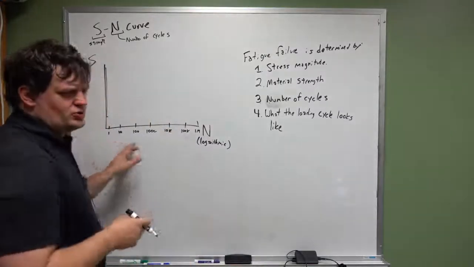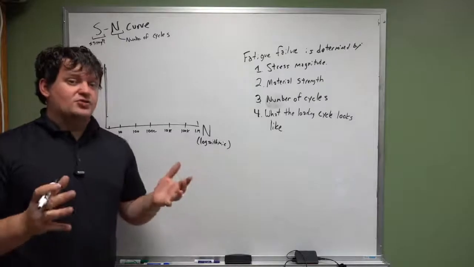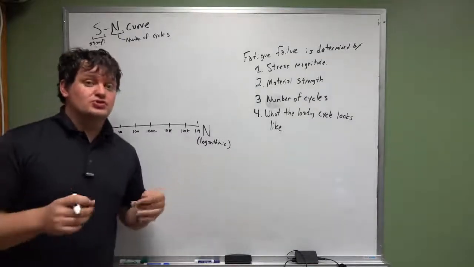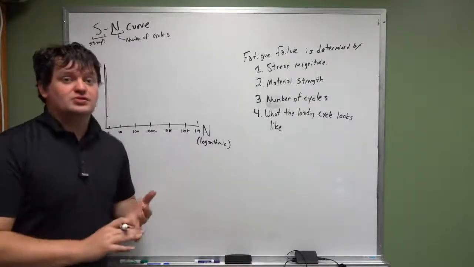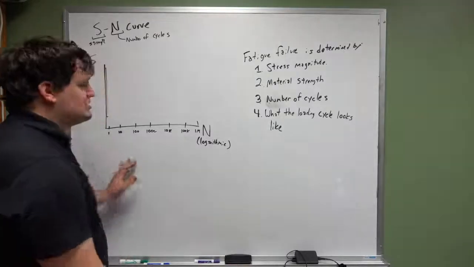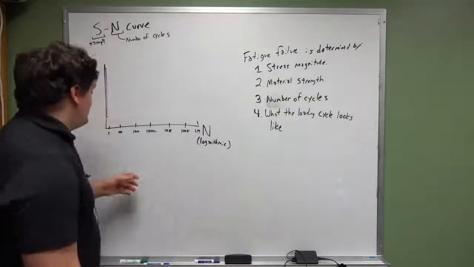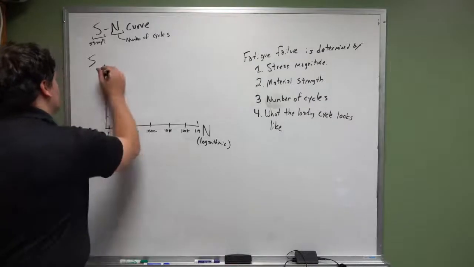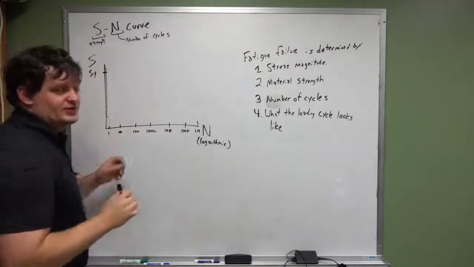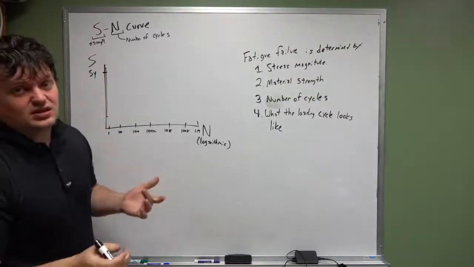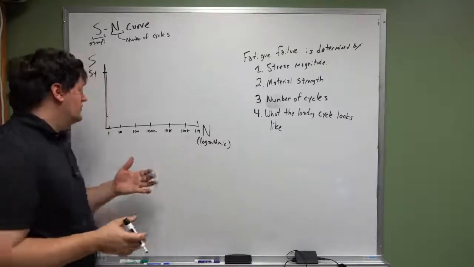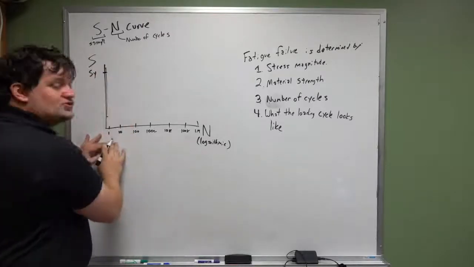What you'll see is for one or two loads, the strength of your material is very, very close to your yield strength or your ultimate strength. The failure conditions here at very, very low cycles are close to your S_y if it's a ductile material, or your S_ut if it's a brittle material. So really close to that at 1.